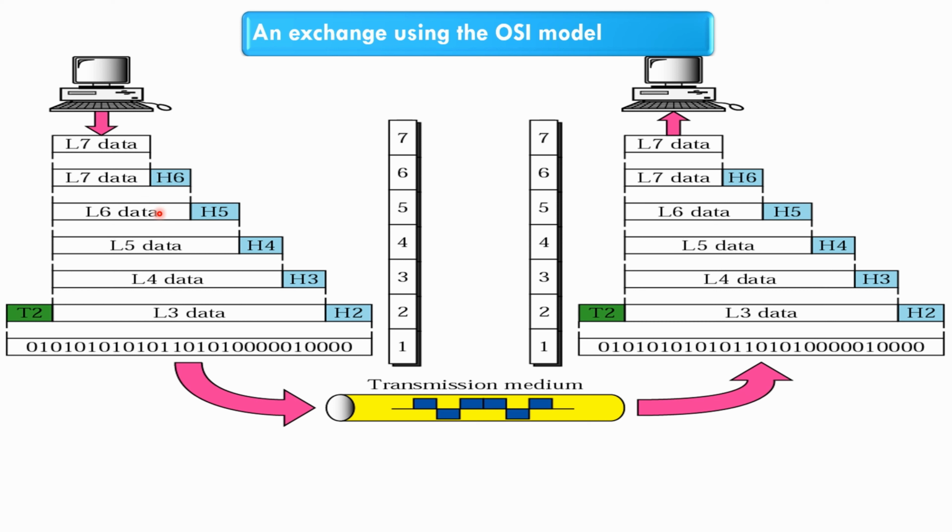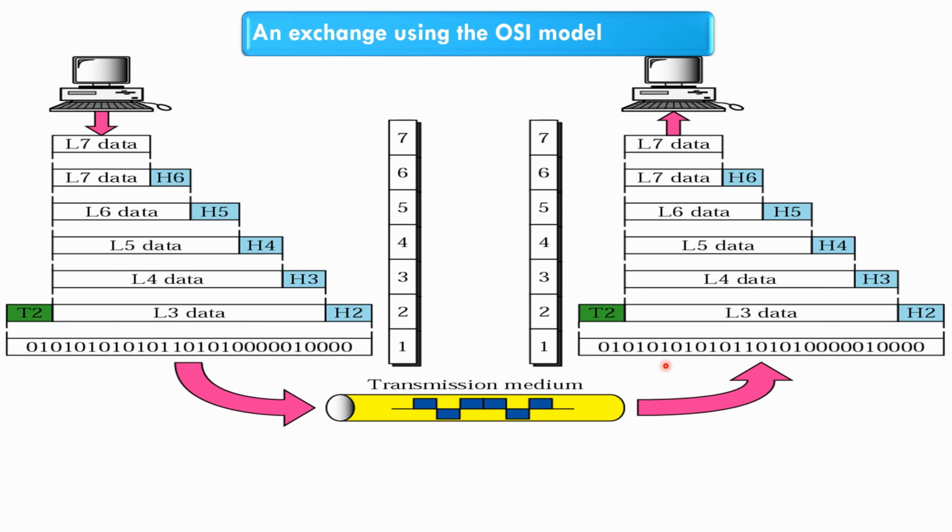L6 data goes to the fifth layer, where it adds header 5, so it is called layer 5 data. Then layer 4 adds header 4, and layer 3 adds header 3. In layer 2 it adds a trailer and then a header, two things, only for layer 2. In layer 1 it just converts the layer 2 data to bits and transmits it to the physical medium.